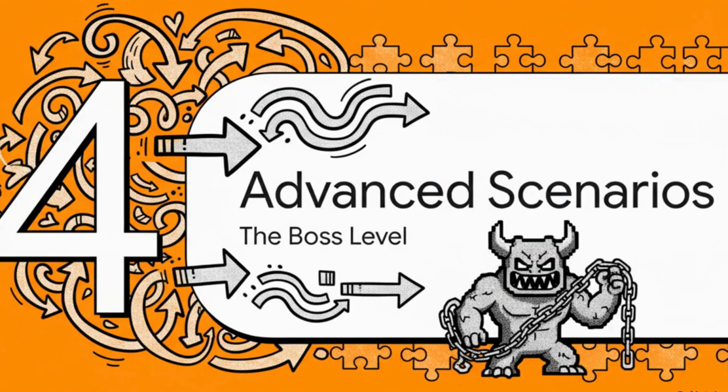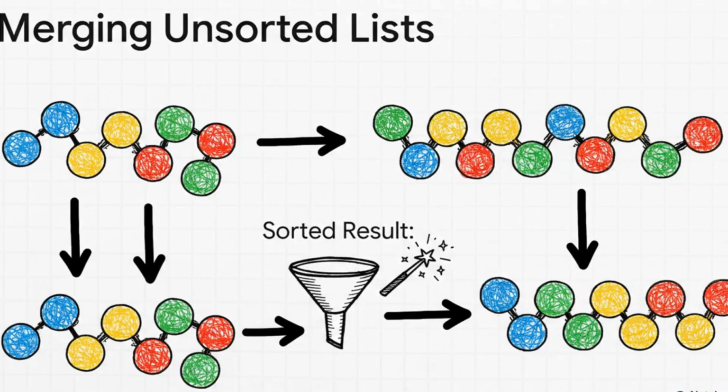So, you've mastered the standard problem. Now let's crank up the difficulty and look at the variations an interviewer might throw at you to really see if you know your stuff. What if the lists aren't sorted? Well, if the final order doesn't matter, it's super simple. Just run to the end of the first list and tack on the second.